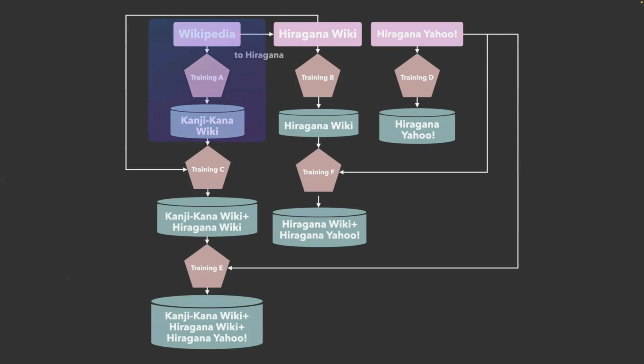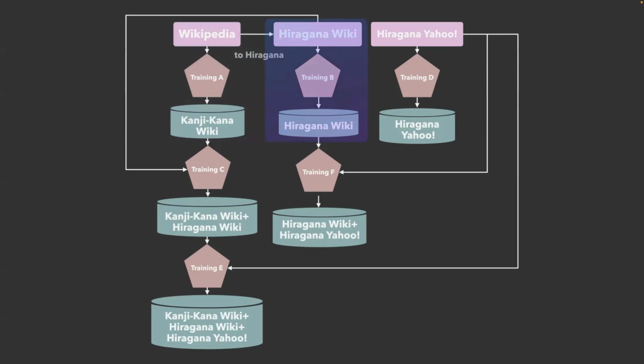First, let's discuss training A. Training A was created using Wikipedia as training data. This Wikipedia consists of sentences with mixed kanji and kana. So the model to be created is capable of morphological analysis of sentences with mixed kanji and kana. We call this model the kanji-kana wiki model.